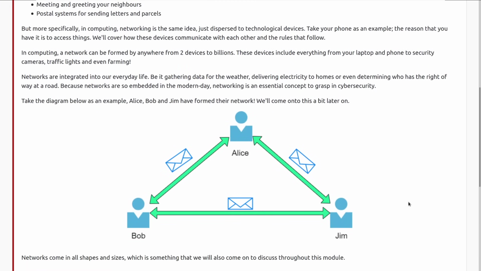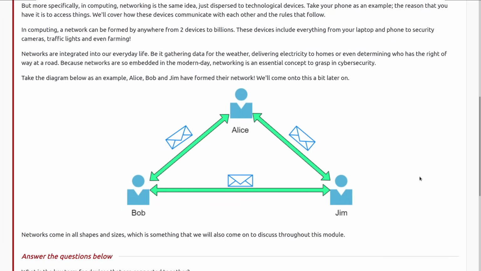In computing, a network can be formed by anywhere from two devices to billions, so it doesn't really matter as long as it's two or more. These devices include everything from your laptop and phone to security cameras, traffic lights, and even farming. Networks are integrated into our everyday life, be it gathering data for the weather, delivering electricity to homes, or even determining who has the right of way at a road. Because networks are so embedded in the modern day, networking is an essential concept to grasp in cybersecurity. Take the diagram below as an example.